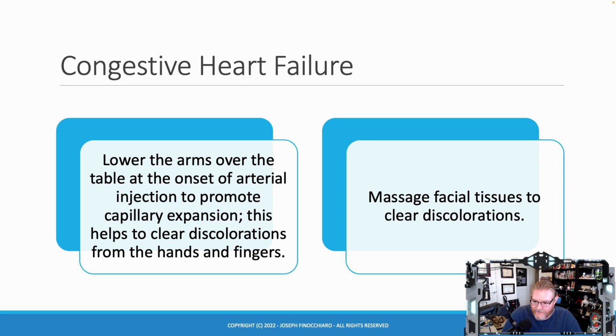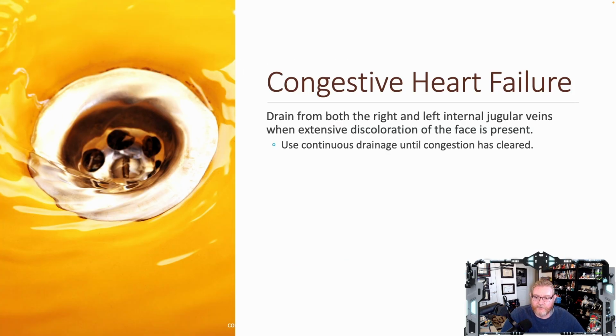Lower the arms over the table at the onset of arterial injection to promote capillary expansion, and this will help clear discolorations from the hands and fingers. Massage facial tissues to clear discolorations. Drain from both the right and left internal jugular veins when extensive discoloration of the face is present. Use continuous drainage until congestion has cleared.